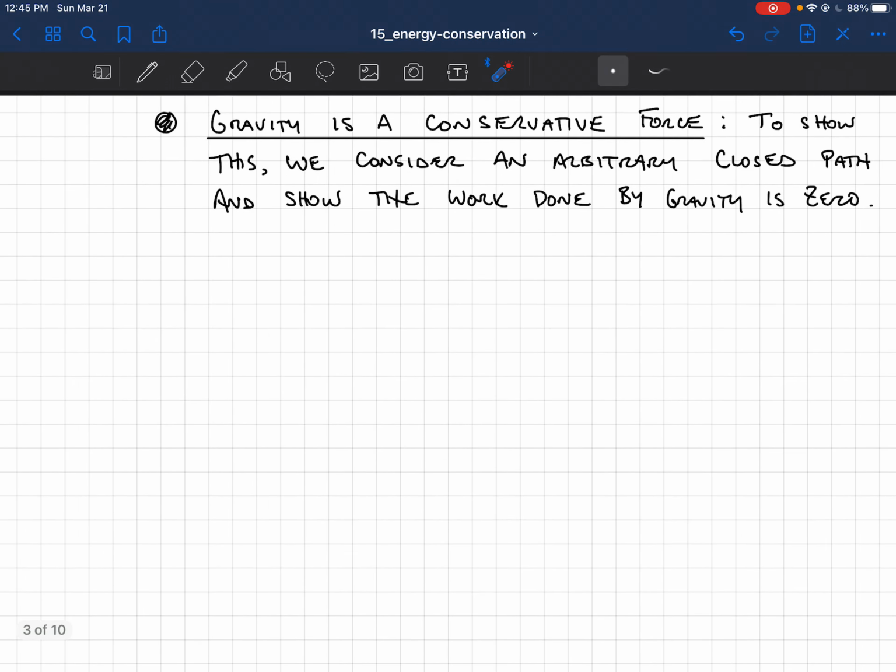So let's prove that gravity is a conservative force. So the way that we do that is that we consider an arbitrary closed path. We said that a force is conservative if you take any closed path and you find that the work done is 0. So we're going to show that. We're just going to pick some arbitrary points. So let's draw a little picture. So we're just standing here near the surface of the Earth. So here's your table with your book on it.